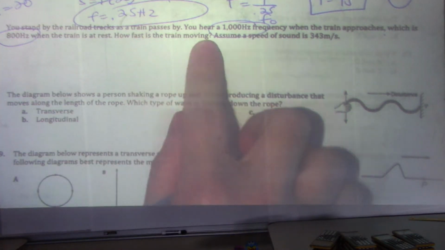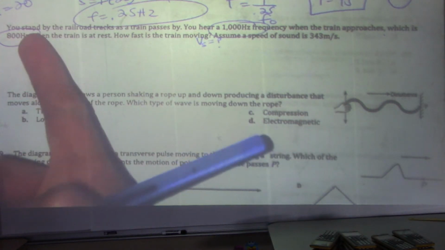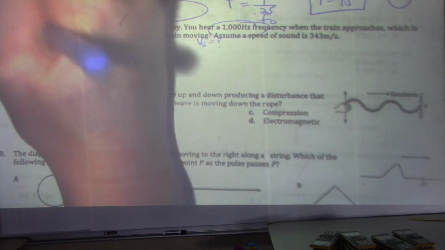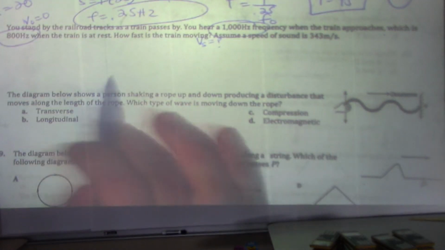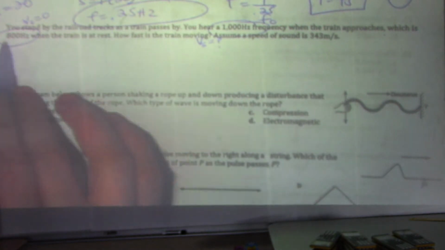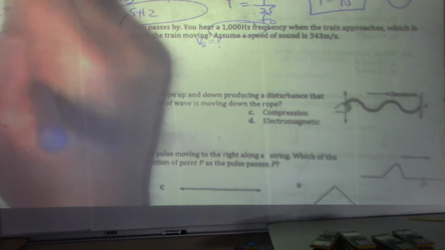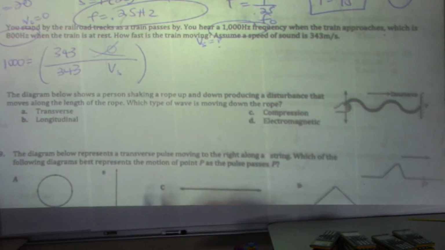We want to know how fast the train is moving, so I'm looking for the velocity of the source. It says you stand, so the observer velocity is 0. So I'm going to plug into my F equals (V plus or minus Vo) over (V plus or minus Vs), times the source frequency. So we're going to plug in Fo on the outside, 1,000, equals 343 on top and bottom. We're looking for Vs. Vs goes on the bottom. Vo is just 0, so we can ignore it. And then 800 is on the outside.